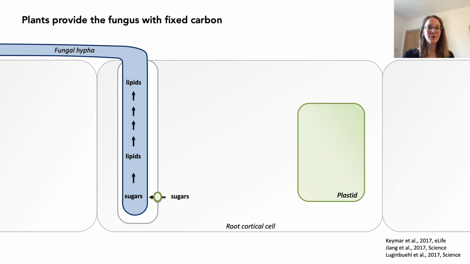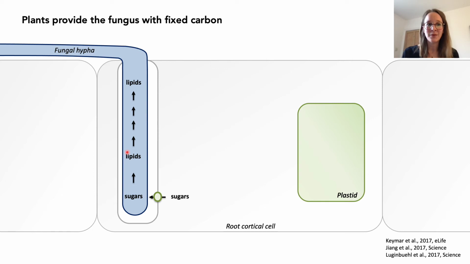So I've mentioned before that in return for the mineral nutrients that the plants receive from the fungus, they provide the fungus with fixed carbon. And for a very long time, we thought that this happens in the form of sugars. So here you can see a root cortical cell. And what we thought was that this root cortical cell would export sugars across the periarbuscular membrane to the fungal hyphae here. And these sugars inside the fungal hyphae would then have to be converted into lipids.